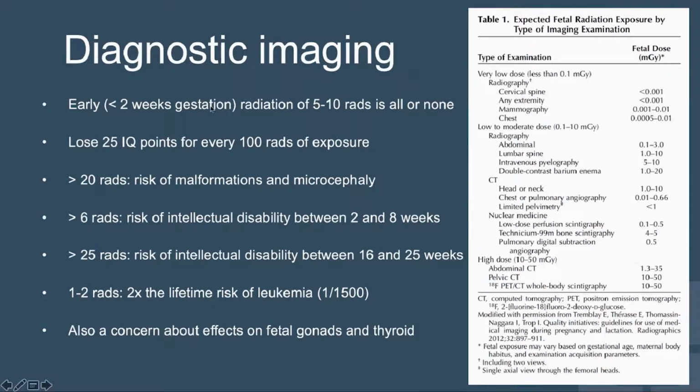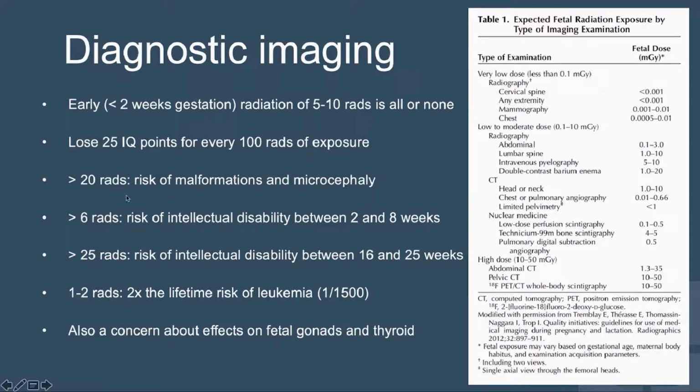If you look at less than 2 weeks gestation, a radiation of 5 to 10 rads typically leads to an all or none situation. So either the fetus is born normally, or there's a miscarriage. Now, for every 100 rads of exposure, that's a lot of radiation, we're talking a loss of 25 IQ points.